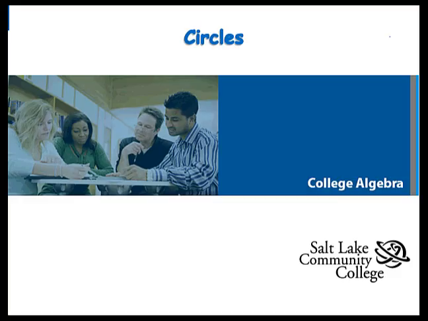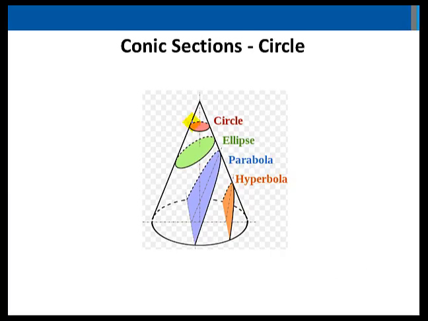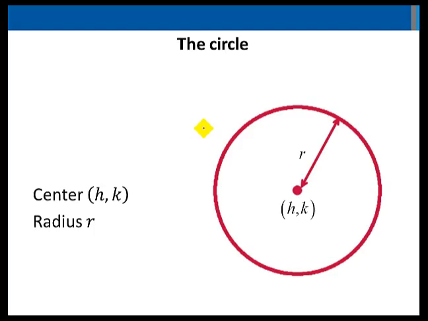This lesson covers circles. A circle is a conic section. Slicing a cone with a horizontal plane results in a circle. A circle with center (h, k) and radius r is the set of all points (x, y) in the plane whose distance to (h, k) is r.